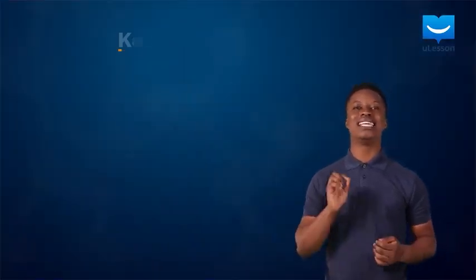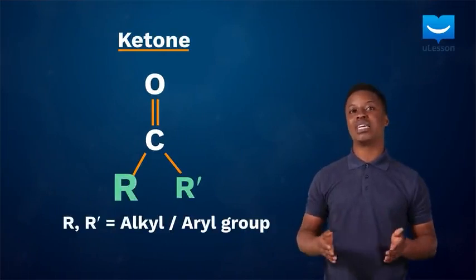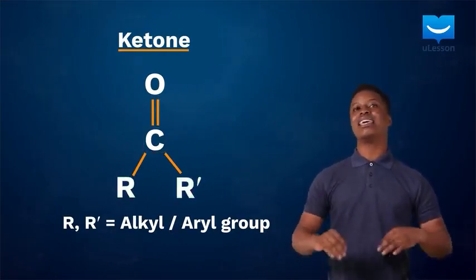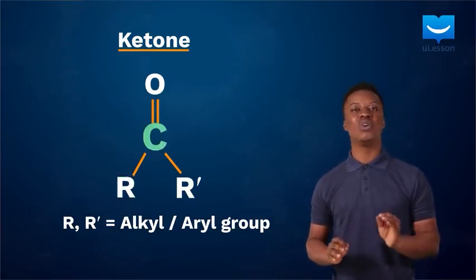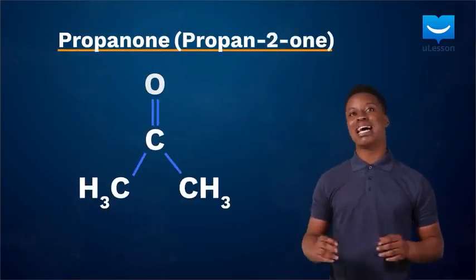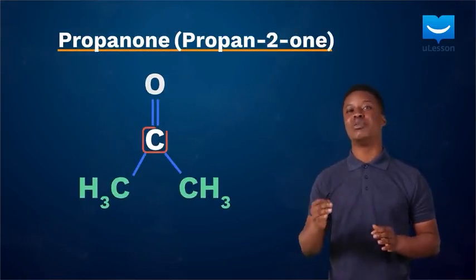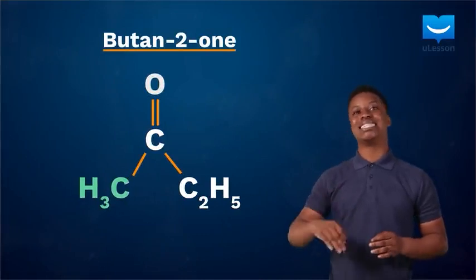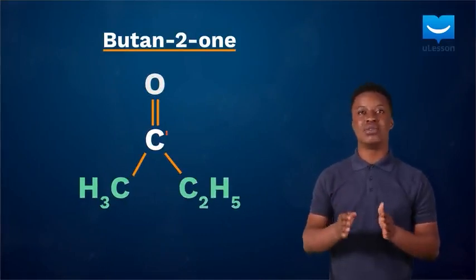Alkanones are also known as ketones. They have two alkyl or aryl groups attached to their carbonyl carbon. That is, they have the general formula RCOR'. The simplest alkanone is propanone or propan-2-one, which has two methyl groups bonded to the carbonyl carbon. Butan-2-one has a methyl and an ethyl group bonded to the carbonyl carbon. Again, you will learn how to name alkanones in our lesson on IUPAC nomenclature of alkanals and alkanones.